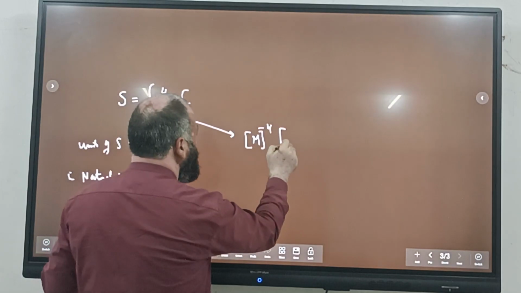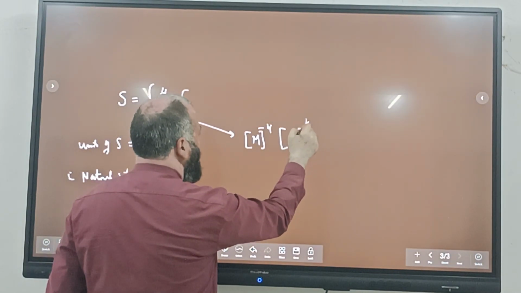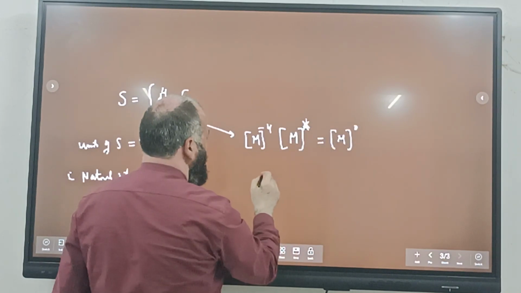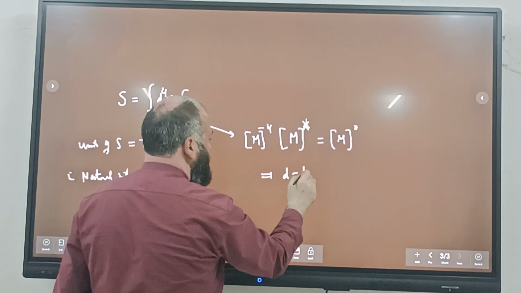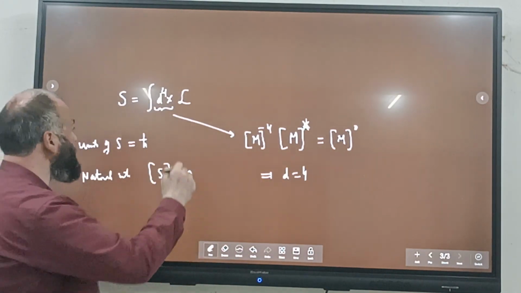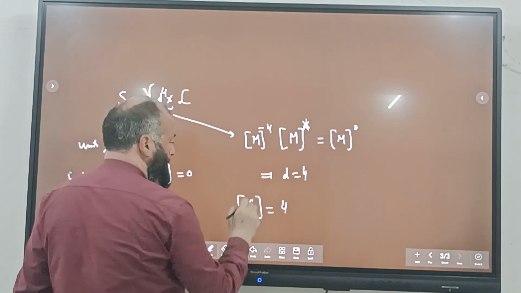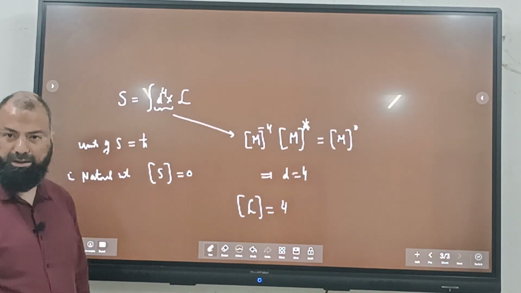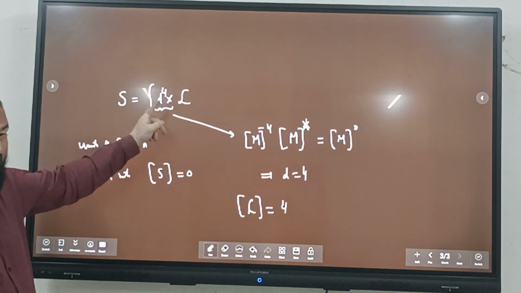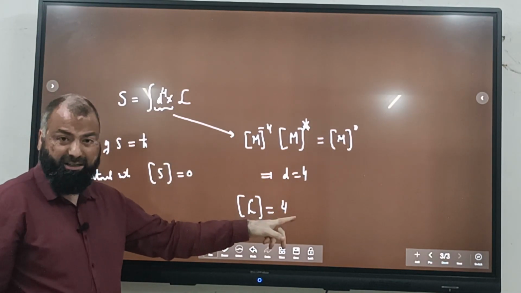Let's take the mass dimension of this L as n or x. So it has to be equal to mass raised to 0. Clear? So what does it give me? D has to be equal to 4 in 4-dimensional space-time. So in other words, the mass dimension of this Lagrangian must be what? 4. Clear? So if it's a d-dimensional object, what should be the mass dimension? It should be d. Clear?